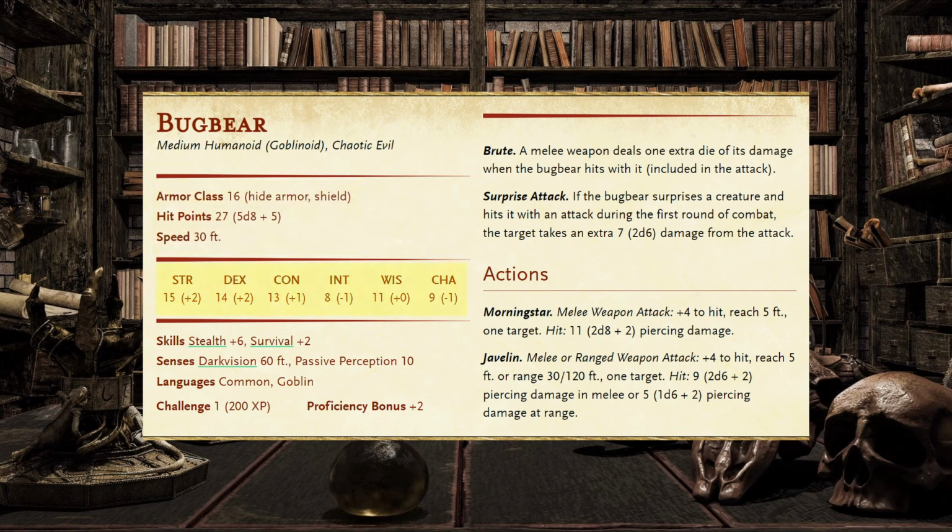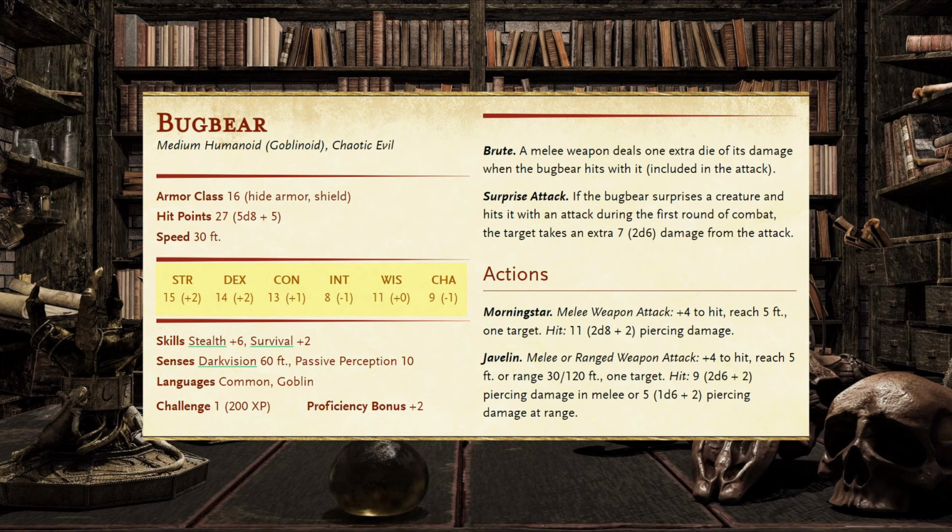Looking at their ability scores, the bugbear has 15 strength, 14 dexterity, 13 constitution, 8 intelligence, 11 wisdom, and 9 charisma. With 10 being average for an ability score, bugbears have high strength, dexterity, and constitution, average wisdom, and low intelligence and charisma.